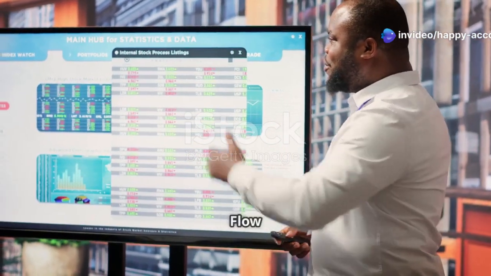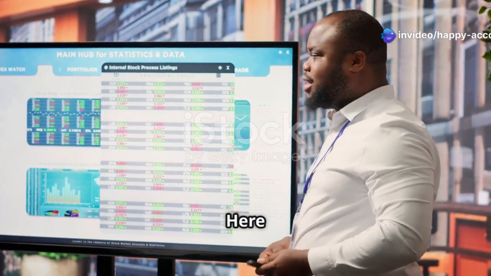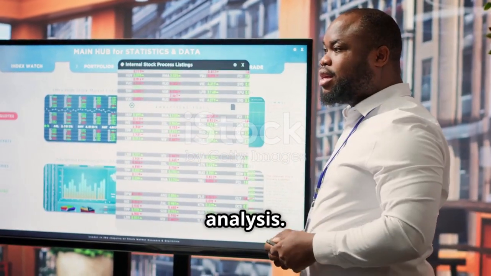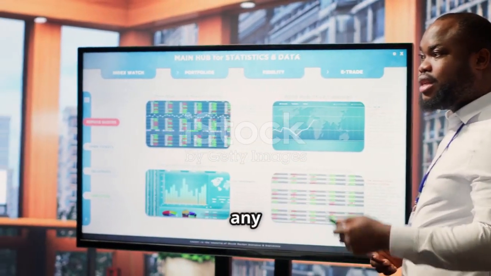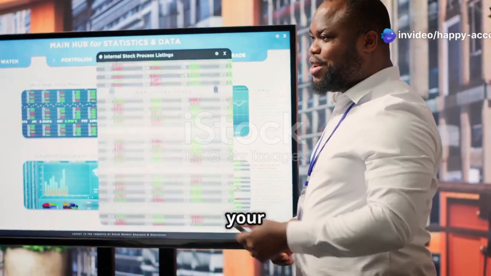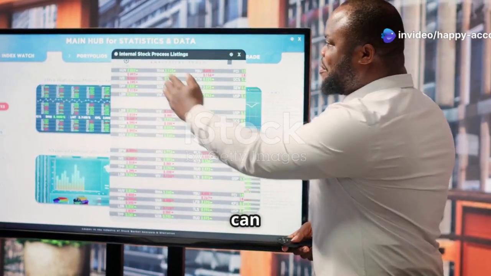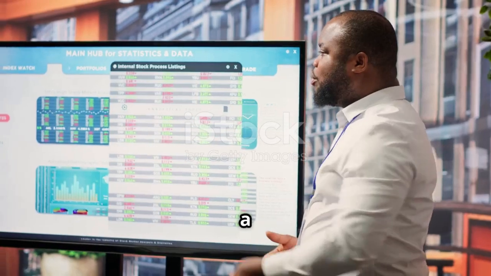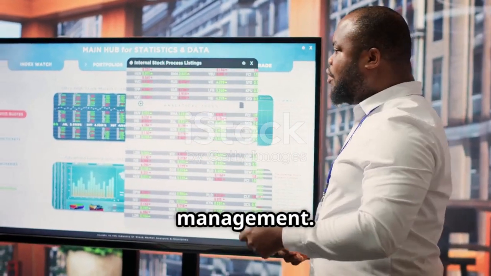Section 7. Cash flow, wisdom, tips, and tricks. Here are a few more nuggets of wisdom to help you master the art of cash flow analysis. Understanding cash flow is crucial for any business, whether you're a startup or an established company. It's the lifeblood that keeps your operations running smoothly and ensures you can meet your financial obligations. Let's dive into some essential tips that can make a significant difference in your cash flow management.